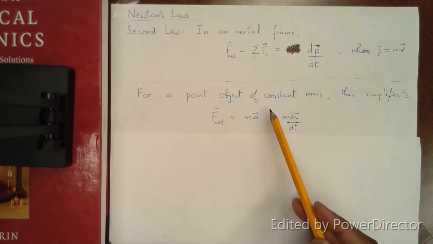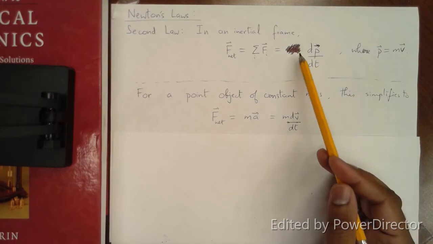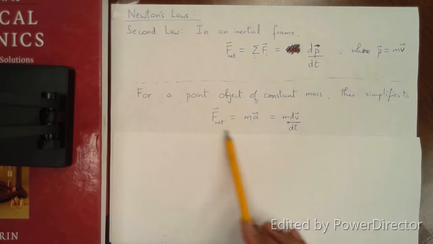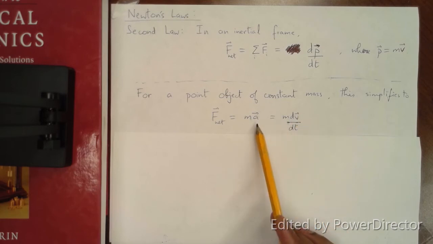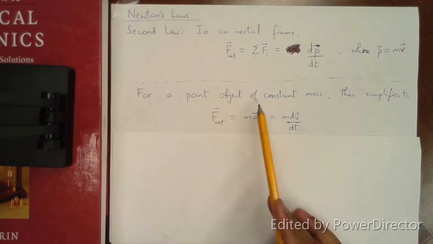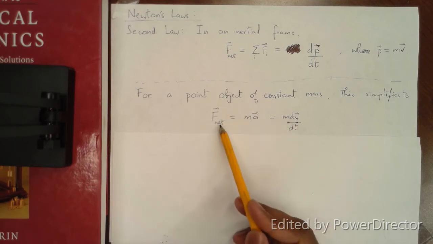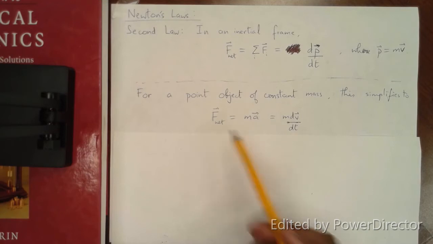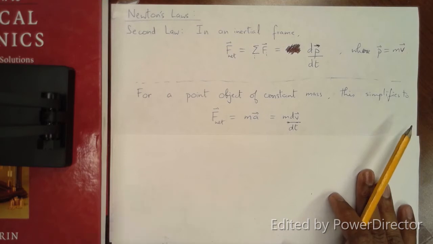So, for a point object of constant mass, since the mass is constant, we can take it outside of the derivative, and this simplifies to m times dv over dt. But the rate of change of velocity is just acceleration, and so we have the more familiar form F_net equals ma. Notice that this is F_net, not just F. What are the implications of this second law? And for that matter, what is a force?